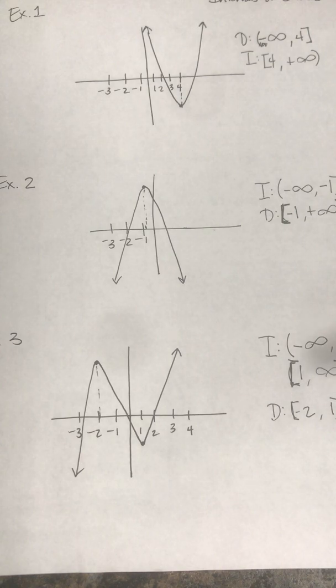So it's basically saying that if your x value is between negative infinity and negative 2, it's going to be on the increasing part of the graph. Or if it's between 1 and positive infinity, again, it's on the increasing part of the graph. If it's between negative 2 and positive 1, if your x value is between those two numbers, that means it's on the decreasing part of the graph.